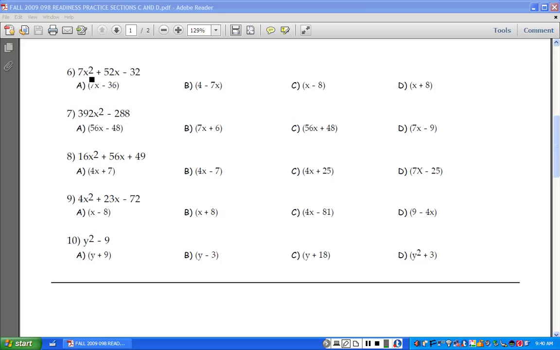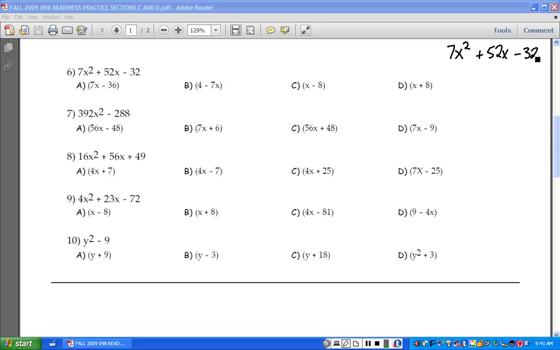And we look, we have x squared here, we have an x here, but this 32 doesn't have an x attached to it, so we can't pull out any variables. So we're back to doing just our basic sets of parentheses. So we have our 7x squared plus our 52x minus our 32.